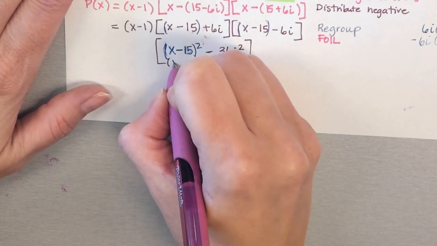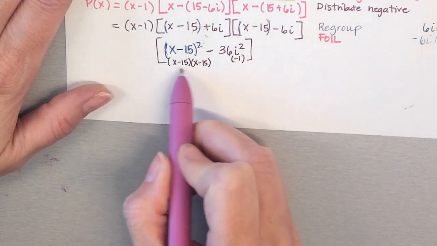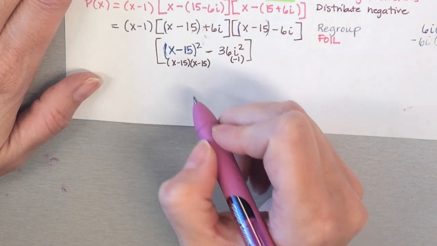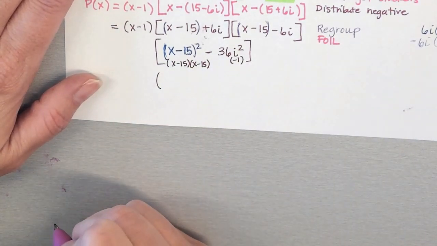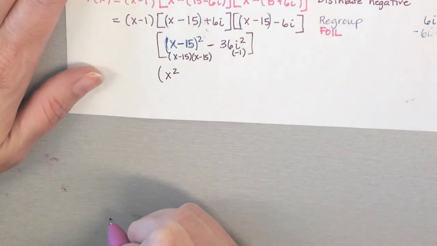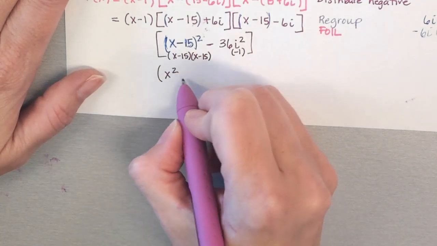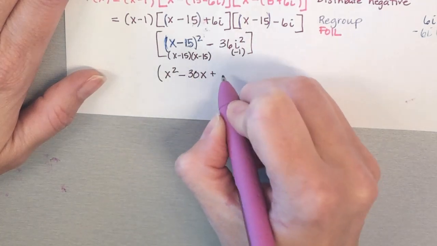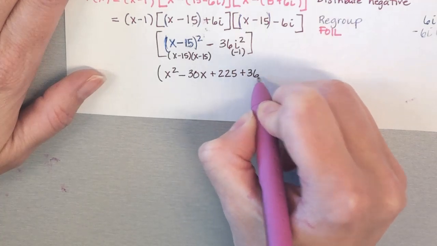And then we can FOIL this out. Now, some of you might want to write it like this so that you remember that you are going to FOIL. Once we FOIL that out, we won't have the bracket anymore. We'll just have parentheses. So x times x is x squared. What's the inside and the outside terms going to combine to? Yep, negative 30x, good. 15 times 15, 225, and then you're going to add 36 to that.